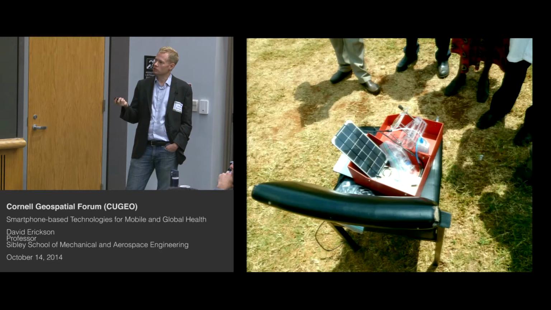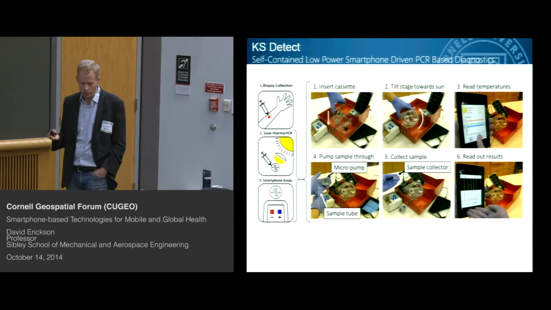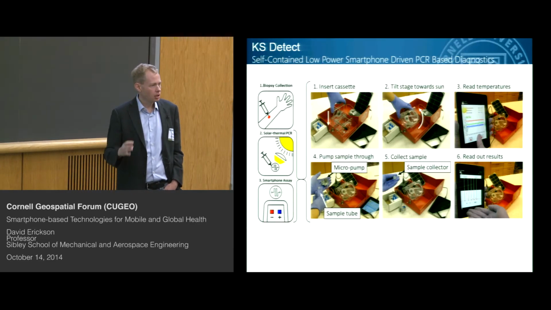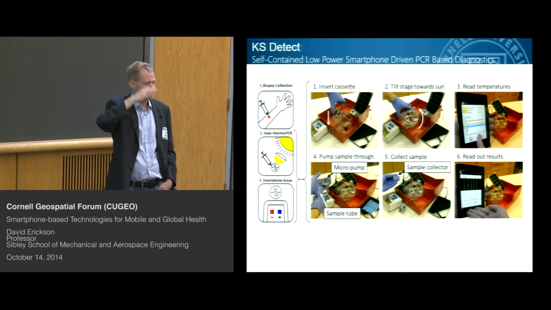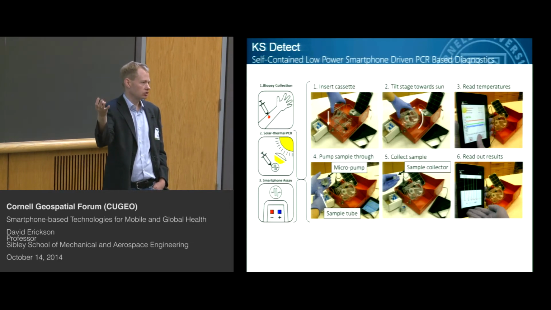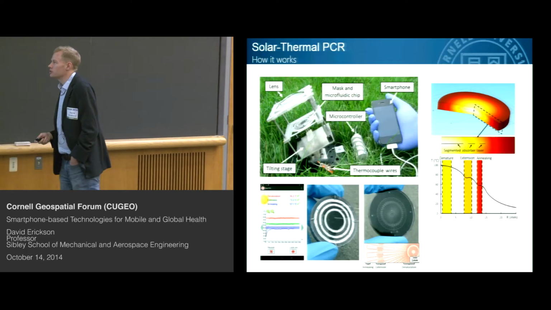This is the way it works. Essentially, there's a microfluidic cassette that goes in, tilt the stage towards the sun. We have an app on the phone that measures the temperatures on the chip. Don't have time to go into the biochemical details, but for those of you that know, this is basically a PCR type reaction. Basically, it uses a thermal cycling reaction to heat up the sample, cool it down a number of times. That amplifies the amount of DNA. We can then, by looking at the DNA, determine whether it's positive or negative and quantify it. This is sort of how it works.